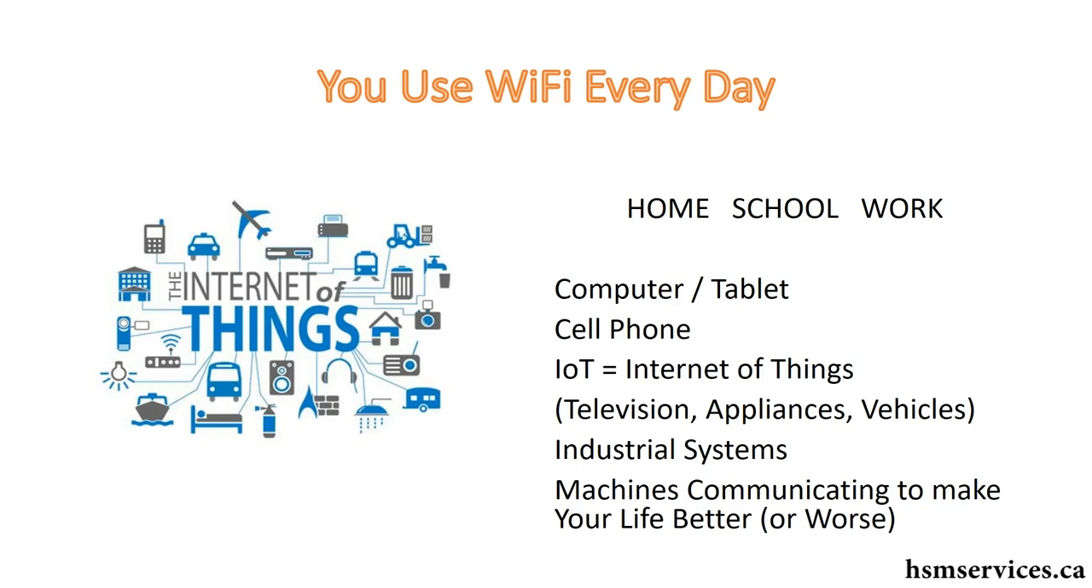Also, industrial systems such as sensors and monitors and valves now can communicate on Wi-Fi, and they say about 60% of the internet traffic is one machine communicating to another machine. So a sensor could be telling a computer the status of a valve in a tank, and then the computer could respond accordingly. So machines are communicating to make your life better, hopefully.